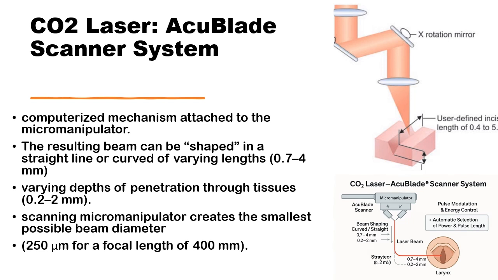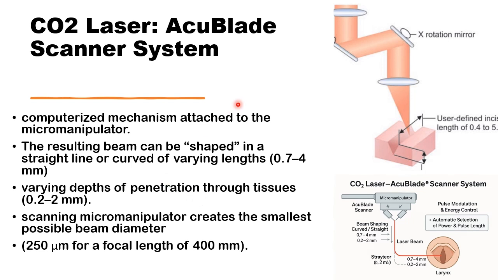One further development of the carbon dioxide laser machine was the addition of the AccuBlade scanner system. This is a computerized mechanism attached to the micromanipulator of the laser machine and depends on mirrors that are oriented into the Y and the X axis that can be used to shape the beam into either a straight line or a curved line of varying lengths and penetration depth.